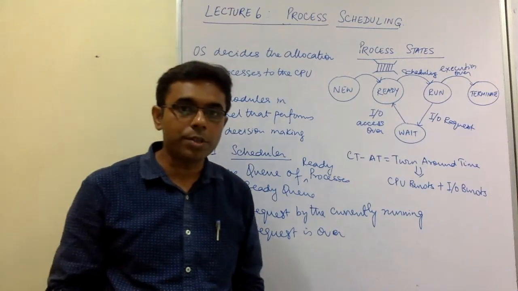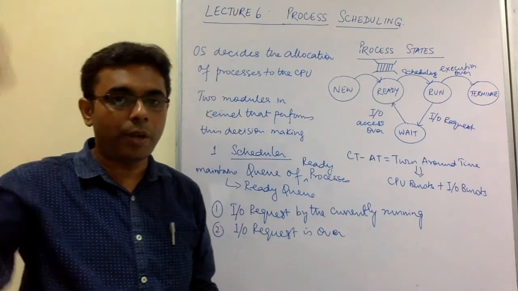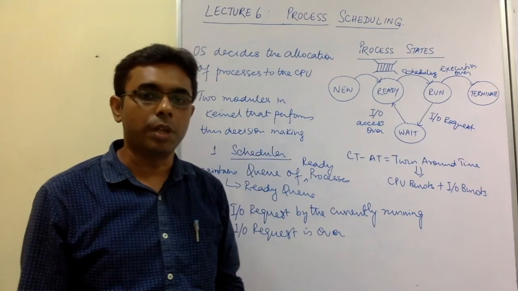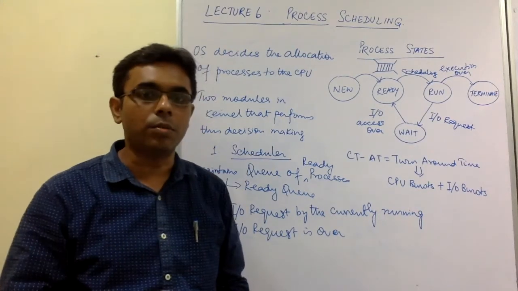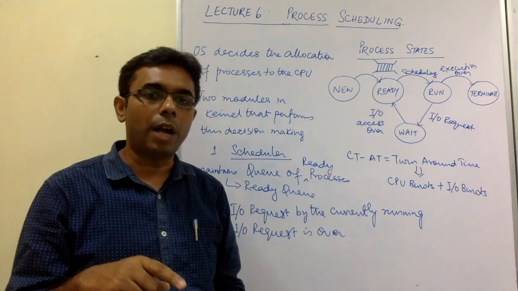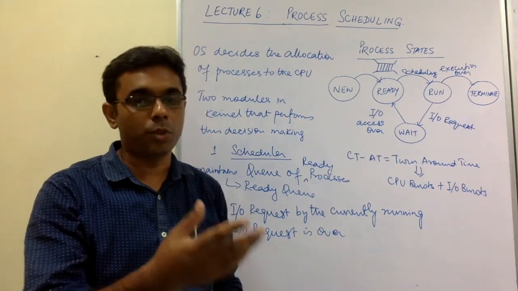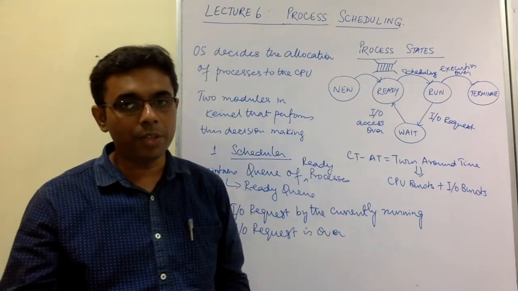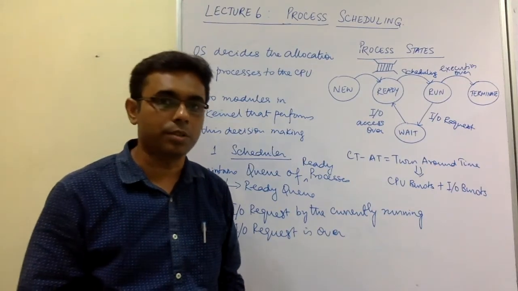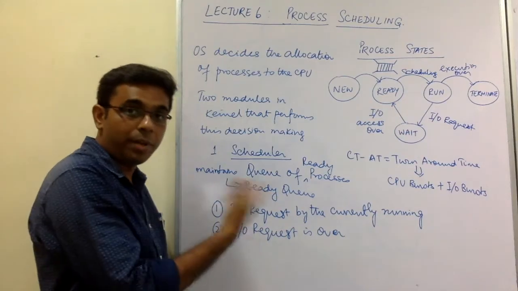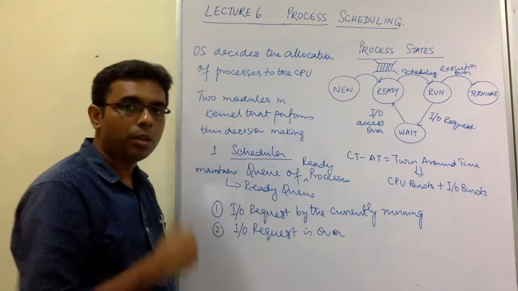Though its IO request is over and it was originally running on the CPU, doesn't mean that it immediately gets a chance to be executed. It has to go and sit in the ready queue, and then the scheduler, according to its decision-making policy, would decide whether that process which was earlier running should be given a chance or some other process will be given a chance. So it's not necessary that the moment your IO request is over, you will be immediately given a chance. You have to go into the ready queue.